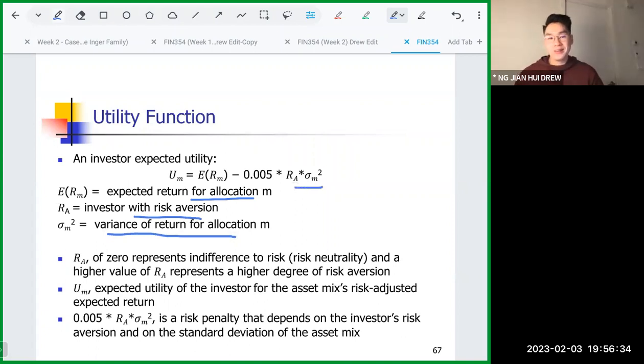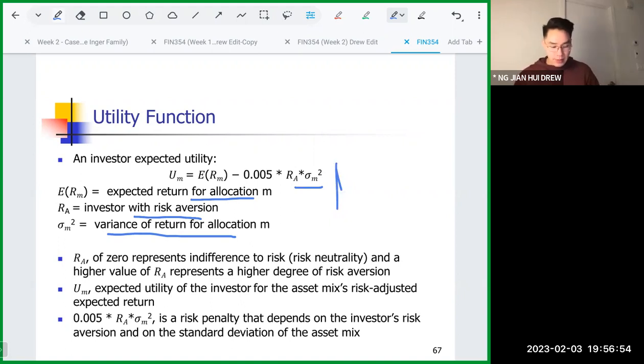So maybe some of you are wondering, how do you get this funny formula? It's actually through empirical testing. You don't really need to know how this formula is derived, but you just need to know this formula exists, and it's an open book exam, so you have your notes to refer to as well.